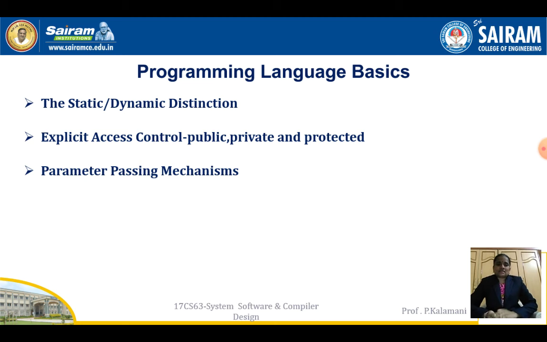And explicit access control. You have different types of access control: private, public, and protected. I think all of you have used public, private, and protected in C++ and Java. Private means it will be used only by the member functions within that class. Public means the variable is accessible within the program itself. And protected means it will be used only by the classes derived from that corresponding class; only derived classes can use the protected variables.